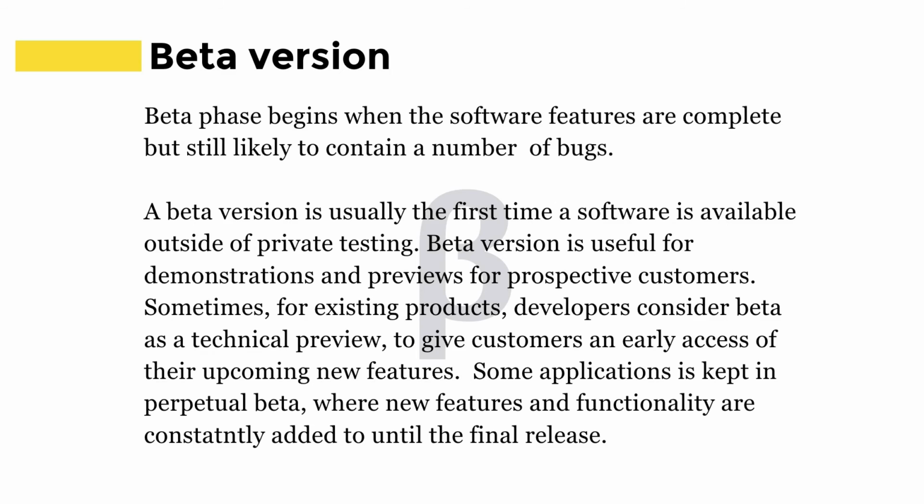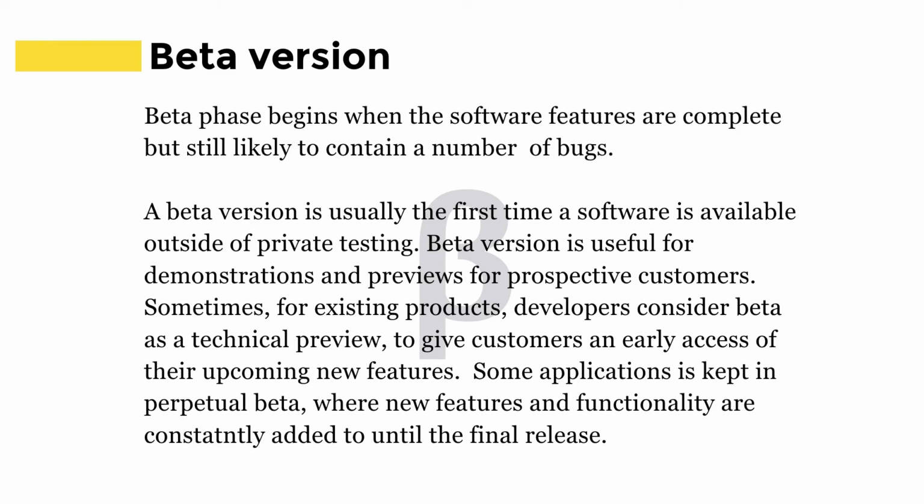And the last one is actually the beta version. So the beta phase begins when the software features are complete. So you know that most of the features that your users are asking for are already completed, right? But you know that there are still likely to be some bugs here and there. You can't fix them yet. You think that the bugs are not important. Oh, that's fine, but therefore you call it a beta version.